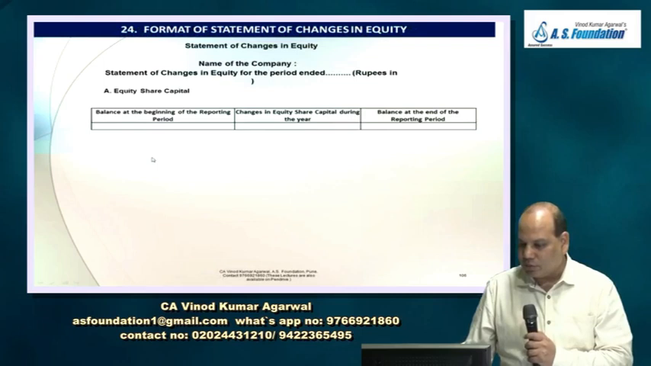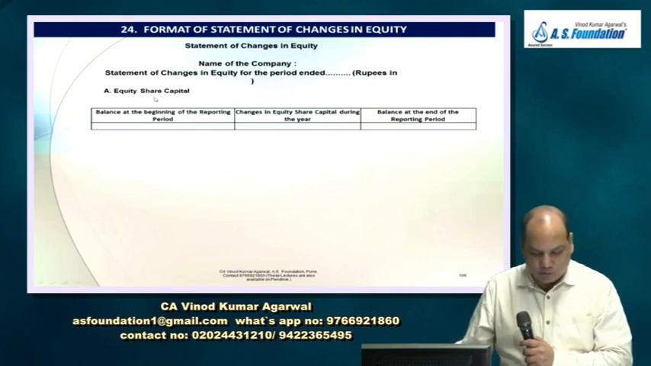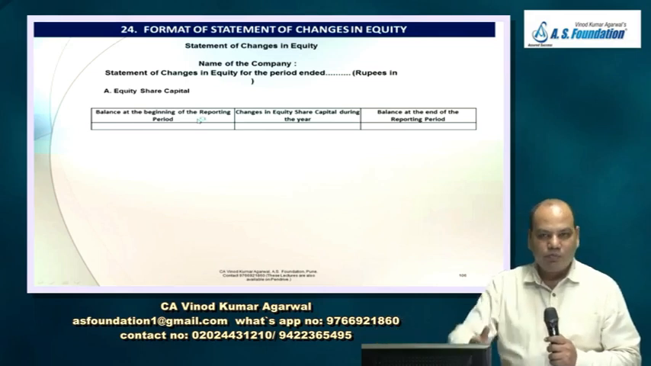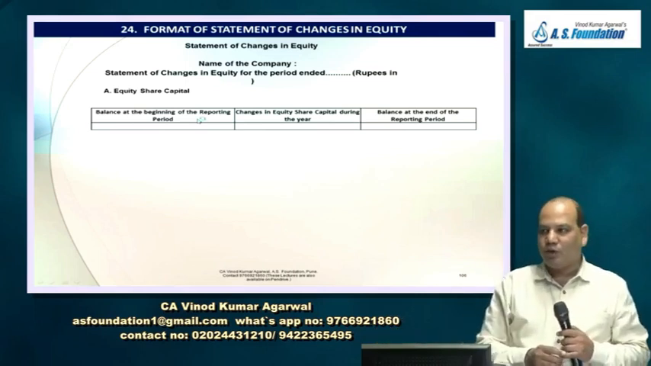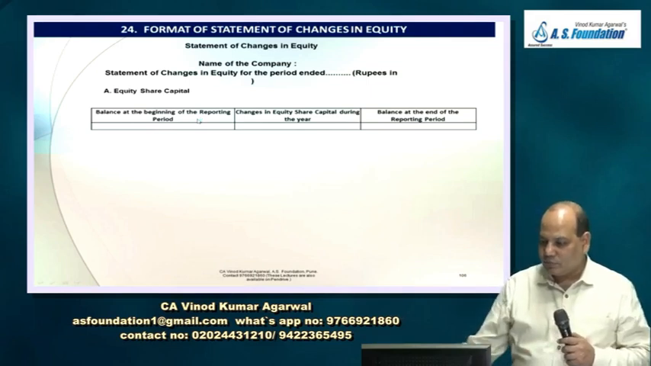Now you see one format of SOCIE. You will write name of the company, SOCIE for the period ended, rupees in whatever is the unit of currency. See, there are two ways you can do it. One is you can show equity share capital separately and reserve separately, or you can add one column for equity share capital in the main one only.